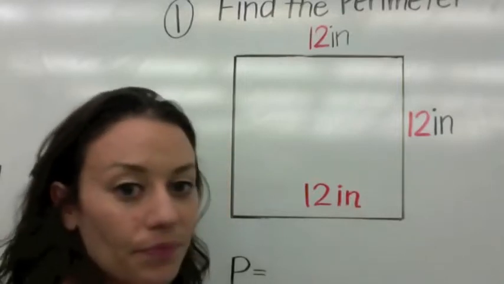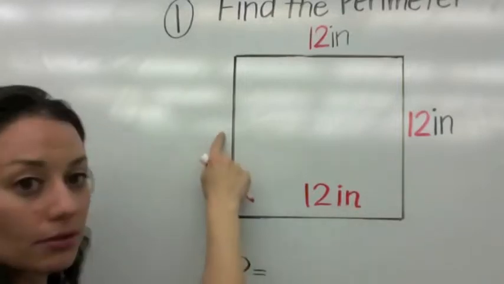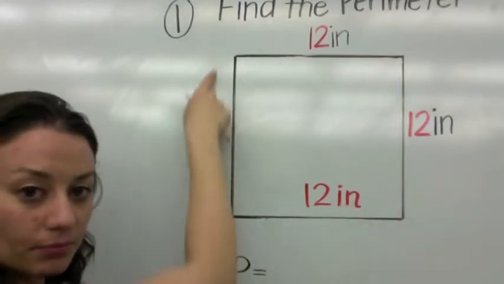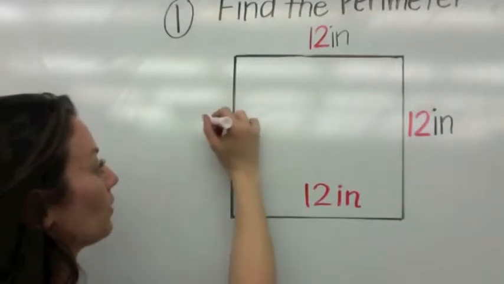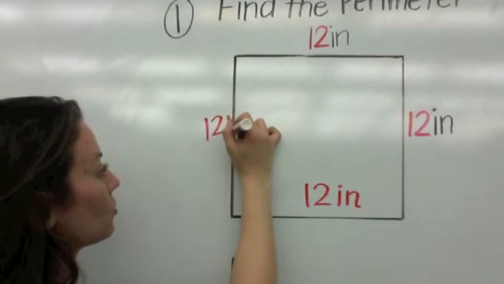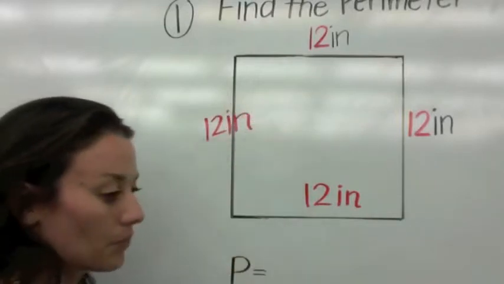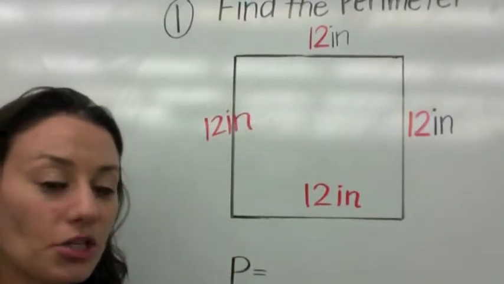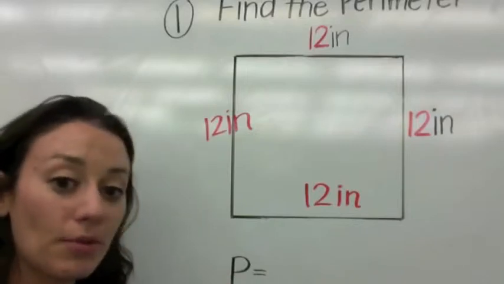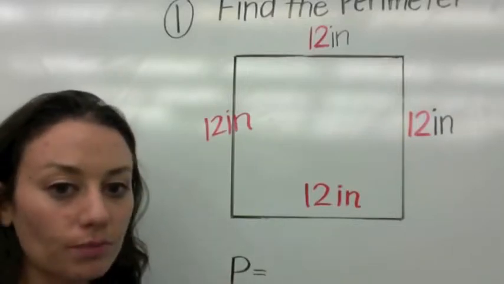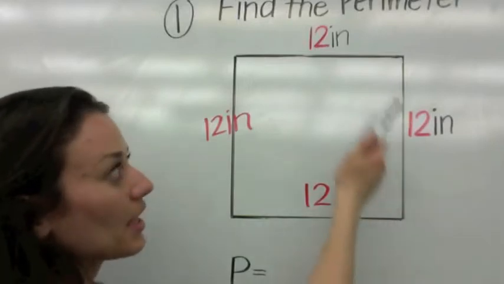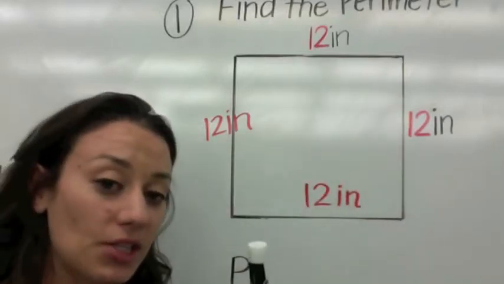12 inches, okay? And what about here? What's this one? It's 12 inches. Okay. So now what we're going to do is find the perimeter, the distance around the shape. Okay, great. So how many sides are there in a square?